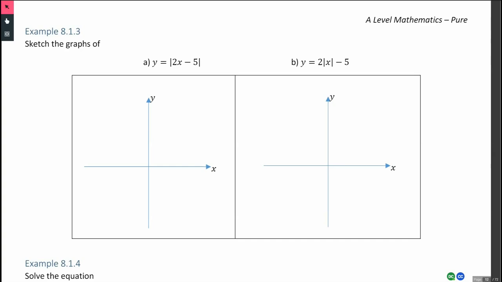Let's now sketch some graphs involving the modulus function, and this will also revise transforming graphs as well. Up first, we're going to do y equals the modulus of 2x take away 5. The way I'm going to do this is I'm going to sketch the original modulus of x graph and then transform it. So think about what effect the 2 will have and also what effect the 5 will have as well.